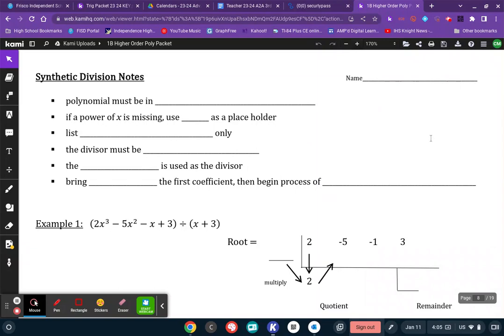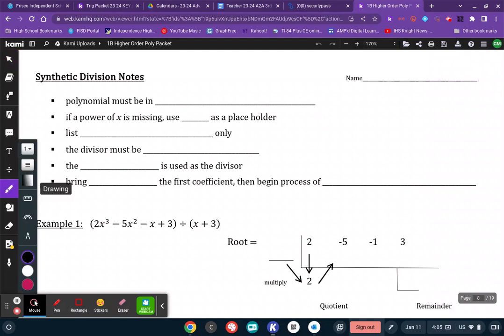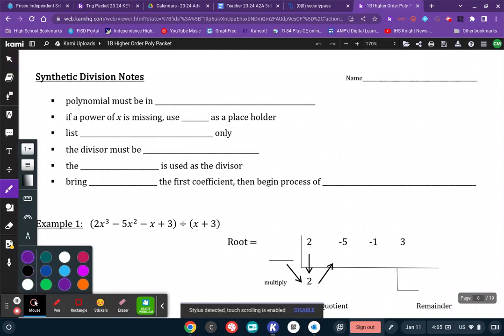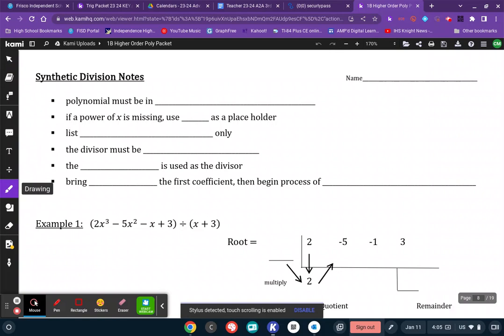Synthetic division. These are notes and practice problems to learn how to use synthetic division with polynomials. First of all, we have to make sure that our polynomials are all in descending order. Polynomials, plural, must be in descending order.